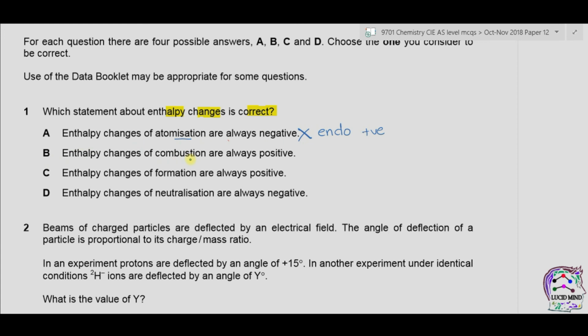Part B. Enthalpy changes of combustion are always positive. This is also incorrect because whenever combustion takes place, heat energy is also released. It is always exothermic reaction. And enthalpy change should be negative.